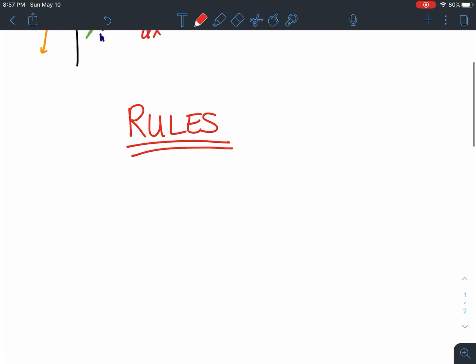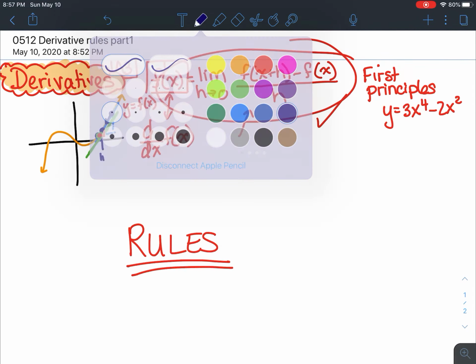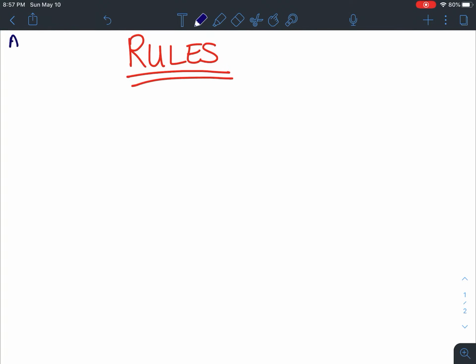But now in A3, we are going to get into all the rules for derivatives so that we no longer need to use this. But that one's where it all came from, so it's really important that you do understand that formula. But now that we're in A3, you can just use the derivative rules. I'm just going to teach you 2 rules in this video. And the first rule is called the constant rule.